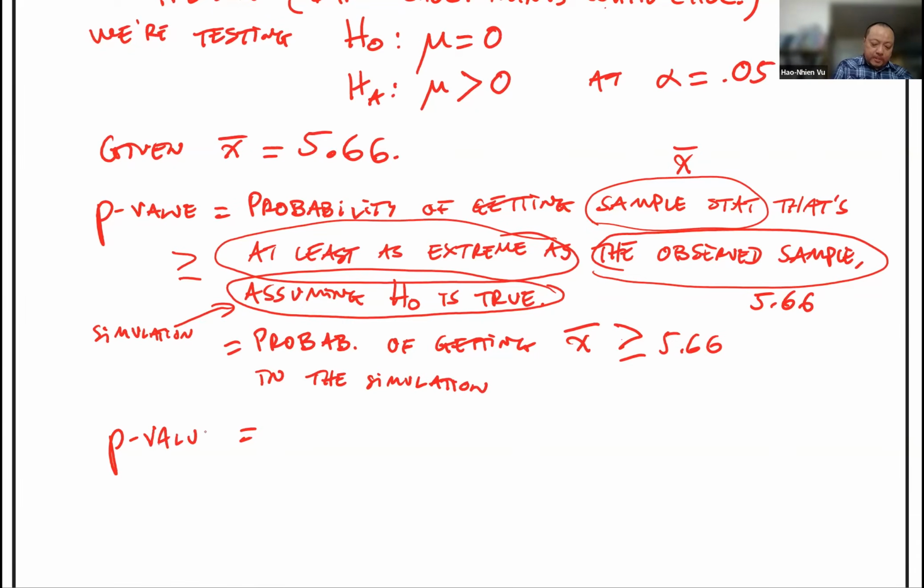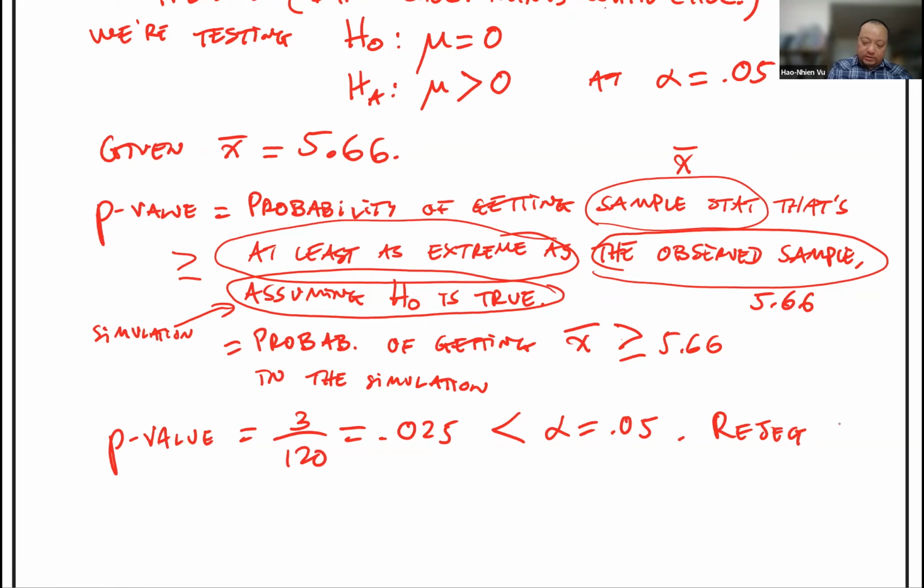Therefore, p-value is equal to 3 out of 120, which in decimal form is 0.025, 1 out of 40. And that is less than alpha equals 0.05. So we get to reject H0.